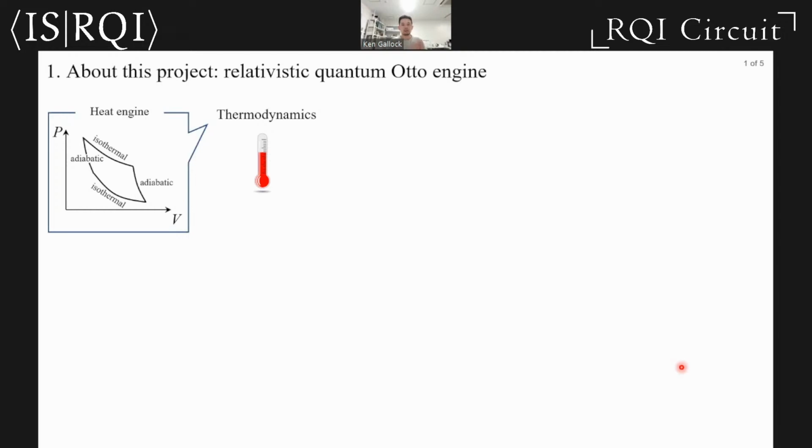This project is about something called a relativistic quantum Otto engine. To begin with, let's go to thermodynamics. We all know that in thermodynamics, the main topic is the heat engine. The famous one is the Carnot engine, which is a four-stroke heat engine with isothermal and adiabatic processes. And you can extract work from this.